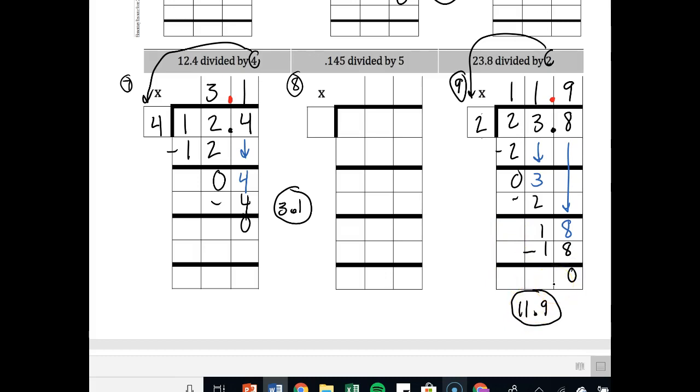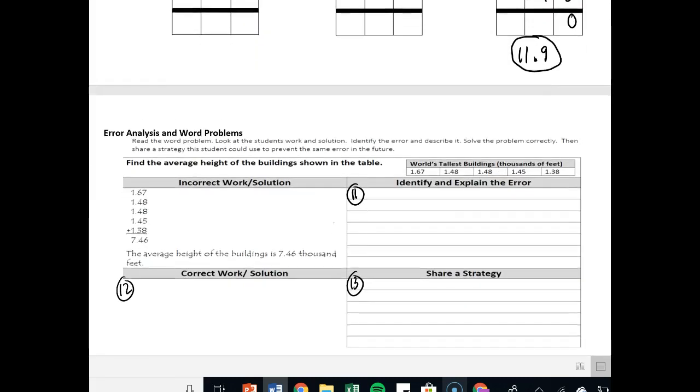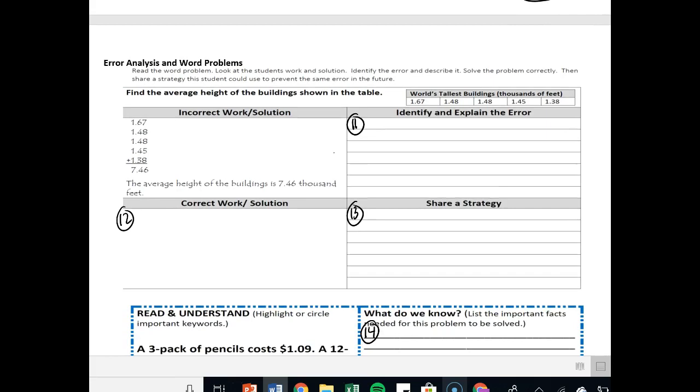I had already circled it for you. All right, let's go to the back side. So error analysis. I'm going to kind of walk you through this problem to show you exactly what you need to do.